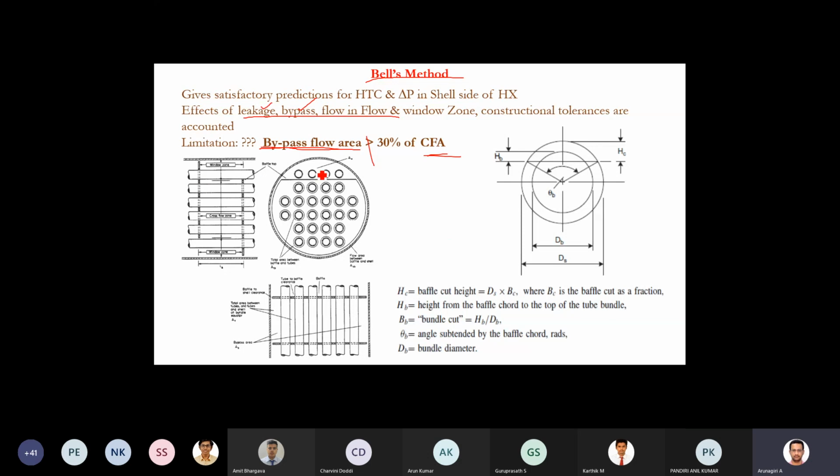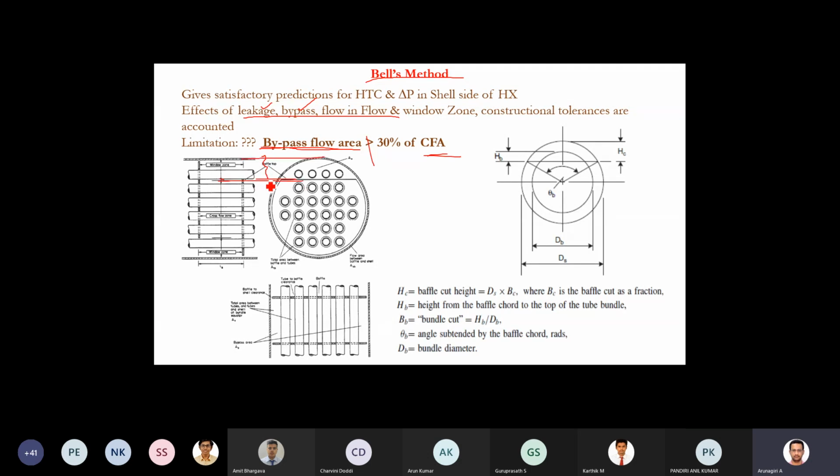If you see the side view of your exchanger, the shell side of the exchanger, here you have a shell wall, here you have a baffle, correct? Here you have a baffle. This is your baffle cut. These are all the holes made in the baffles to accommodate the tubes. This zone is called the window zone. You connect these. This is the window zone.